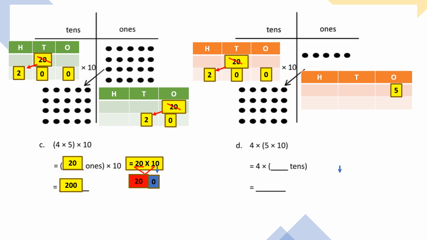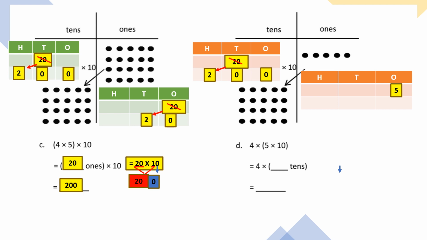All right, now let's actually look at the equation that's next to letter D that breaks apart a way to solve for 200. The equation reads as 4 times 5 times 10. Now again, look at those parentheses. We're going to work the problem inside of the parentheses first. 5 times 10. What is 5 times 10? Well, 5 times 10 is 50.